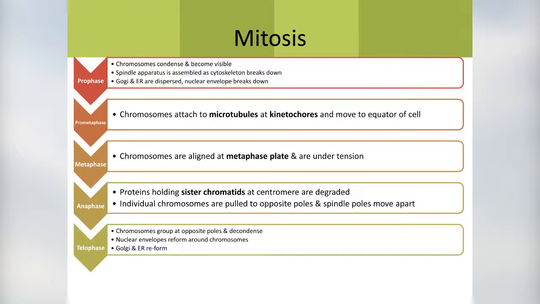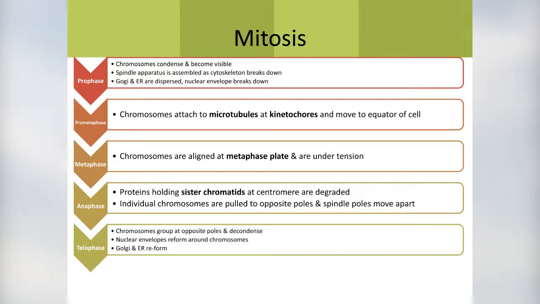So prometaphase, the chromosomes are attaching to microtubules at the kinetochore, so at the centers, and they move to the equator of the cell. In metaphase, chromosomes are aligned at the metaphase plate and are under tension, so all of these chromosomes are getting ready to be pulled to different sides of the cell. During anaphase, proteins holding sister chromatids at the centromere are degraded, and so individual chromosomes are pulled to the opposite poles and spindle poles are moved apart. So this is the part where the chromosomes are broken in half and the sisters will go to each side.